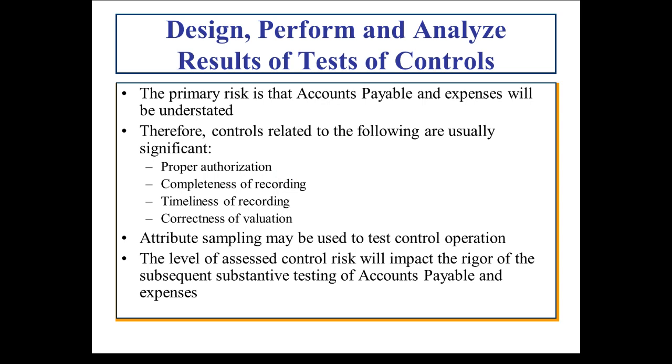So to test these controls, we're going to follow some certain procedures. Again, the common thread here is, would accounts payable be overstated or understated? The common thread for us to look for as an auditor is to know that the accounts payable would tend to be understated. That would be the norm within a company, and to understate expenses.